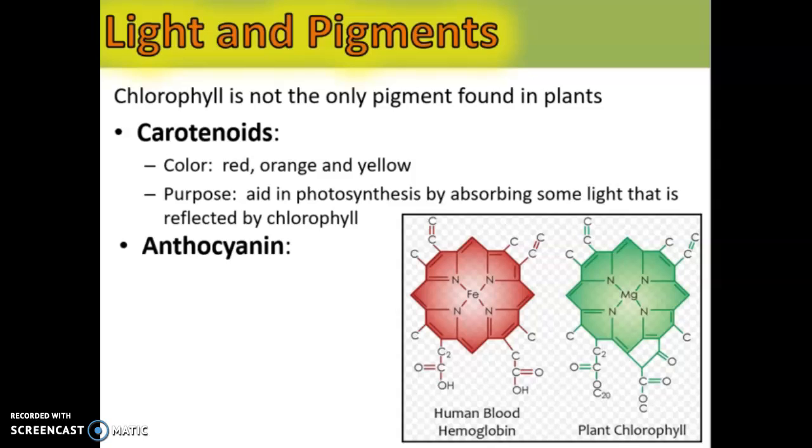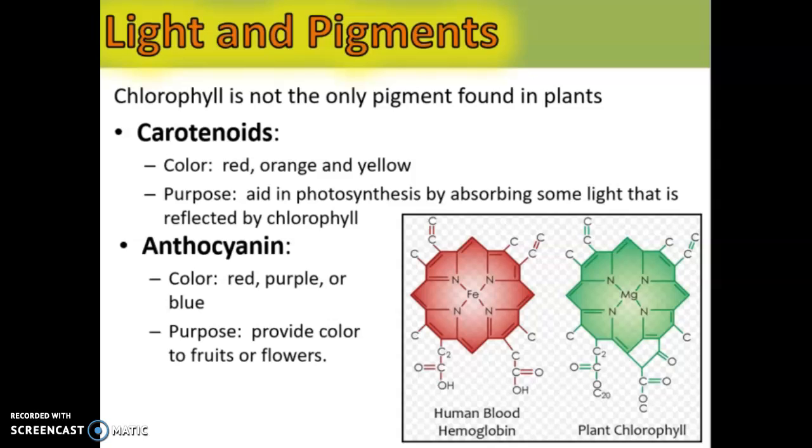Another type of pigment that you would typically find in plants is a pigment called anthocyanin. Anthocyanins are pigments that can vary from red to purple to blue. Now, their purpose is not to help with photosynthesis. Anthocyanins are generally the pigments that provide color to fruits and flowers and things like that.